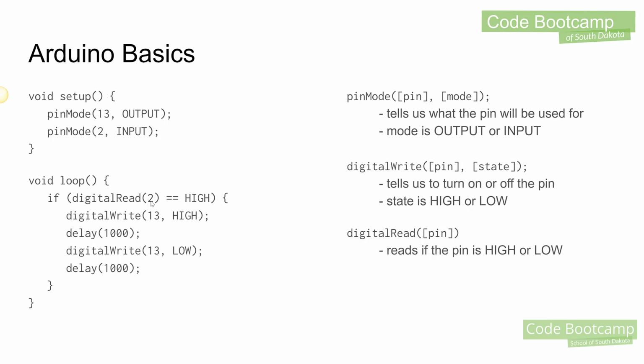But anyway, digital read 2. So if we had a switch on pin 2, like we've been using, equals high, meaning the switch is pressed. In this case, it's just going to blink the LED. So anyway, there's a few little basics.